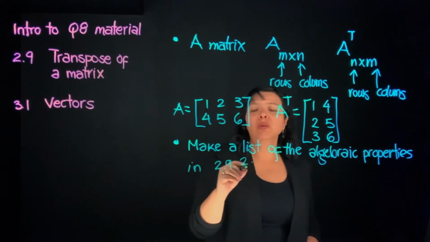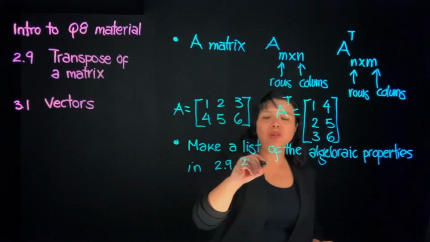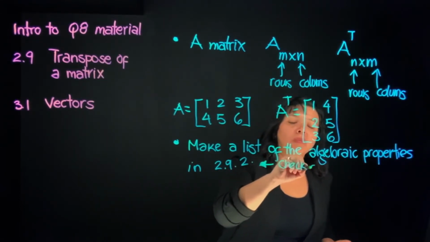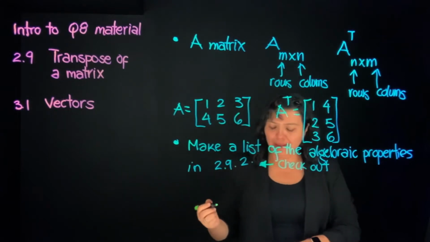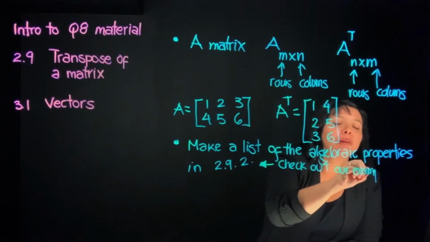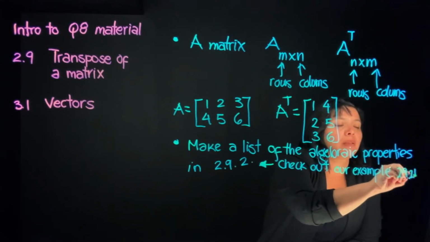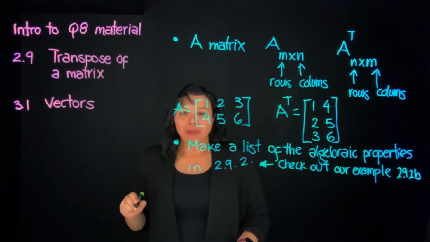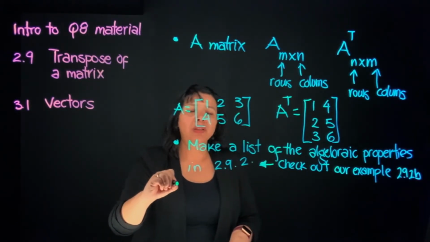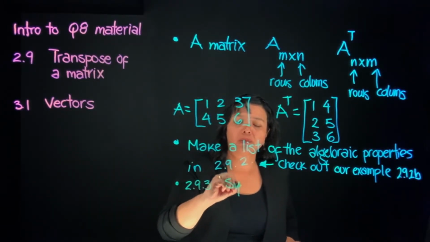Once you have your list, if you want to see an example of how to use these properties, you want to check out our video that has an example of a problem, and this is problem 2.9.2b. That will be helpful for you to see how you use this. And finally, the last part in 2.9, 2.9.3, talks about symmetric matrices.